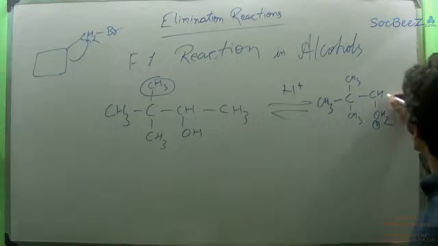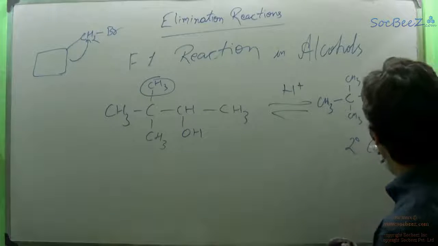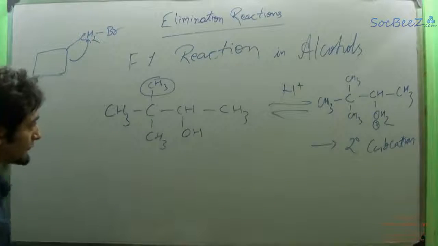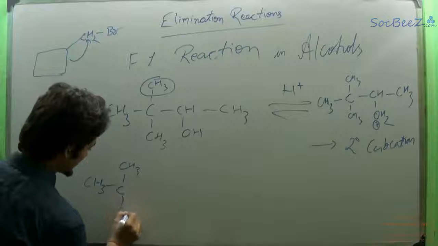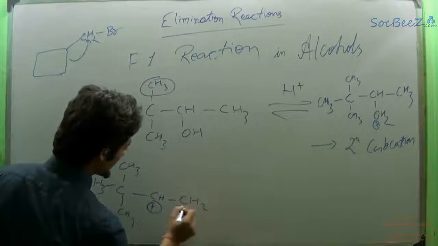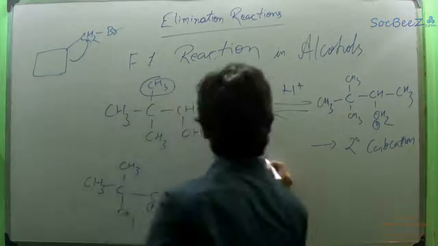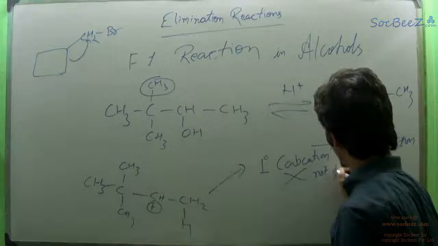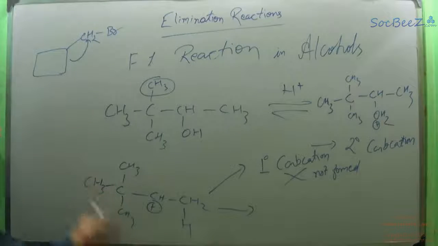Again the problem was the same. It's a 2 degree carbocation which is not stable. From here a 2 degree carbocation is formed which is not stable. So there has to be some shift. CH3, C, CH3, CH3, CH, carbocation, CH2H. Now see, if this H is shifted, it will form a 1 degree carbocation, which is irrelevant to us. It is not formed at all. A 1 degree carbocation is very unstable, not formed at all. But there are no hydrogens to shift on this side.